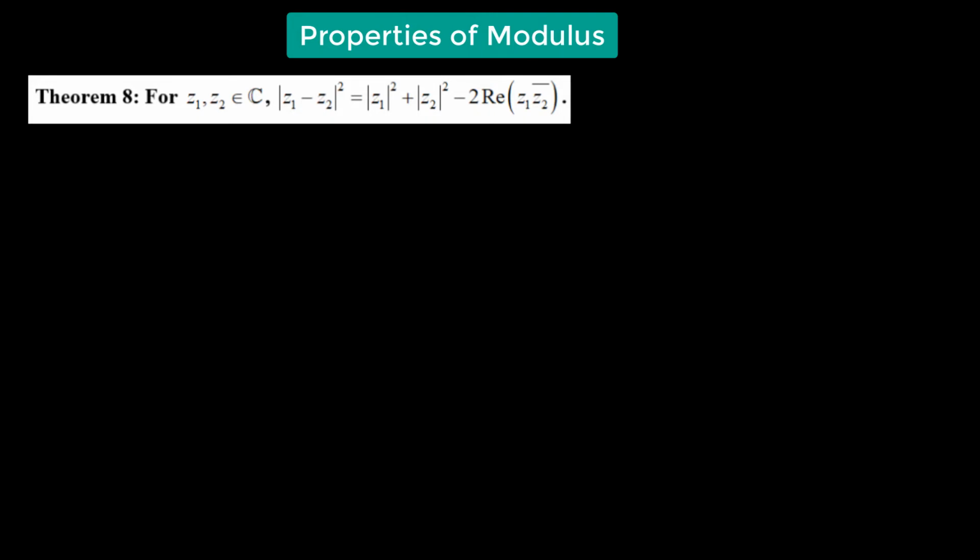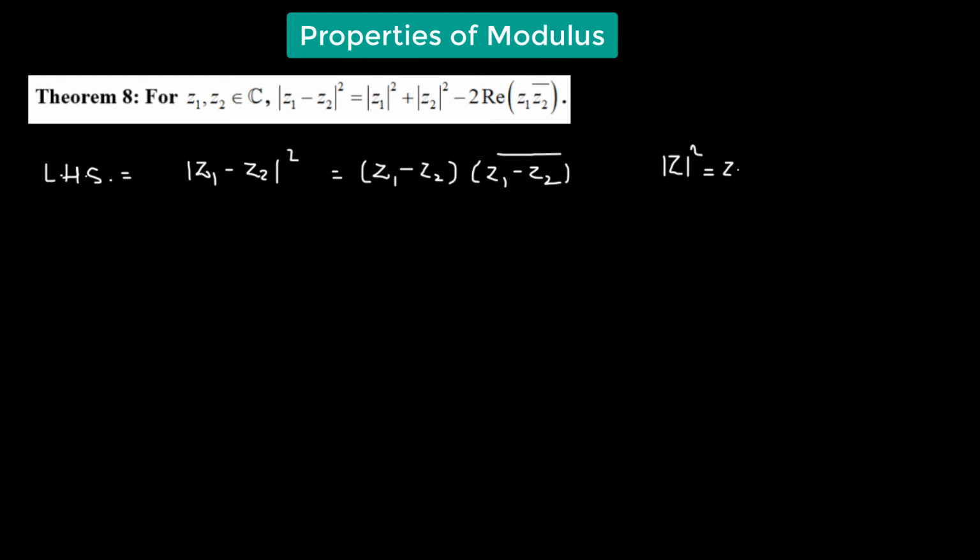Theorem number 8. So we begin from the left hand side. Here we have z1 minus z2, the absolute value squared, which can be rewritten as z1 minus z2 times the conjugate of z1 minus z2. So we apply the same property that the mod of z squared is equal to z times its conjugate. So we have z1 minus z2 multiplied to z1 bar minus z2 bar.